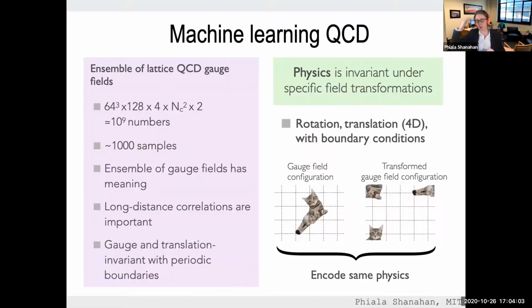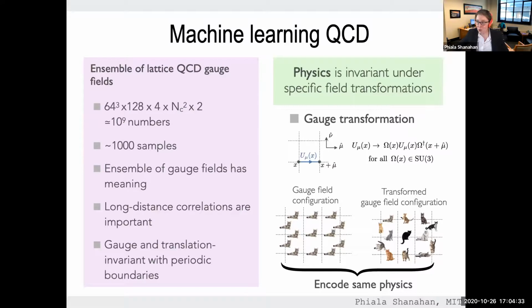So I just want to emphasize a little bit the ways in which this is different and the complications we face in trying to do this that are different from applications in industry, say to image recognition. So one of them is that physics is invariant under very specific field transformations that images typically aren't invariant under. So for example, rotations and translations in 4 dimensions with boundary conditions. If this is a field configuration, a rotated translated configuration with periodic boundary conditions is the same thing. It encodes the same physics. Similarly, we have gauge transformations. I won't give the exact definition here, but that's really updating each link on the lattice in a different but correlated way.